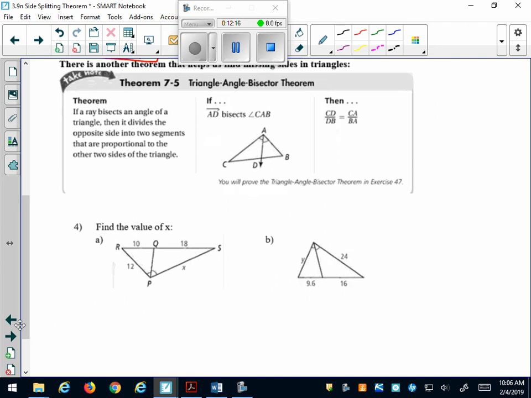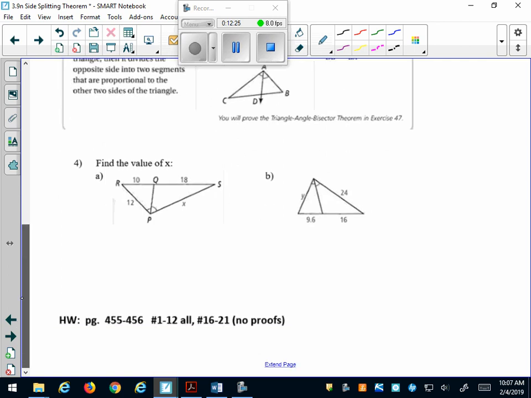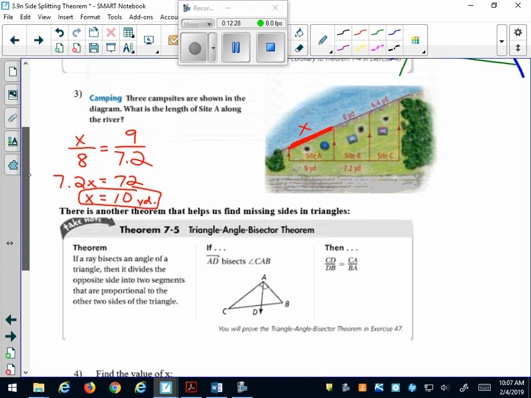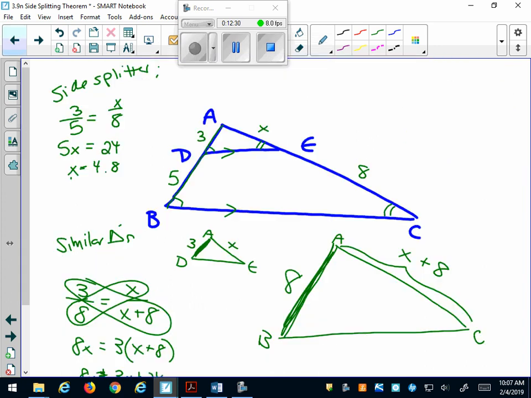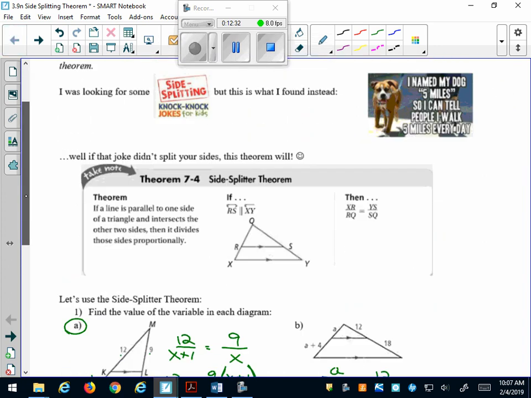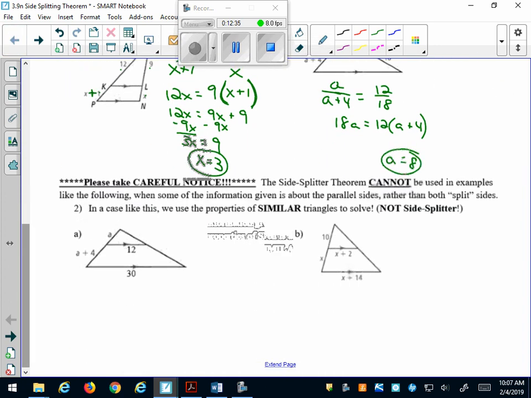Okay, there's one more theorem, and this is, actually, before I do that theorem, I need to, sorry, I skipped this part down here. We got to go back to the front. This is like the most important part of this lesson, and I almost skipped it. That was not a good idea.